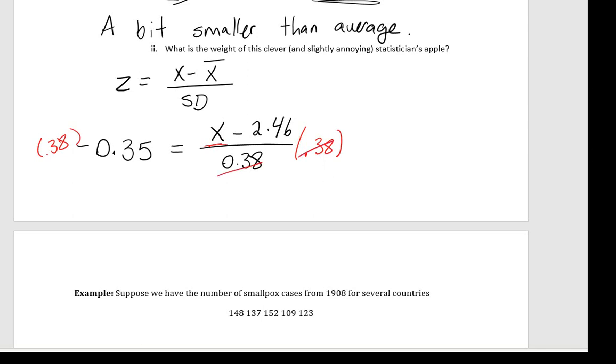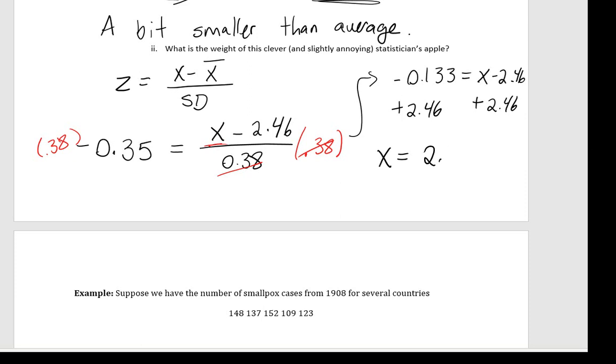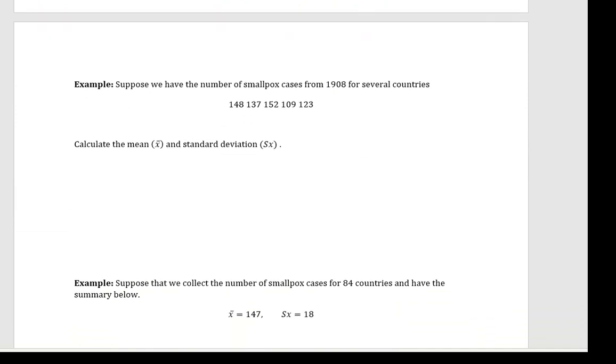Okay, that's going to cancel that denominator on the right-hand side. So what that's going to give us is negative 0.133, and that's going to be equal to x minus 2.46. Now to solve for x, we need to add that 2.46 to both sides. And what we're going to see is that our x value is going to equal 2.327 ounces. So we were right, it's just a little bit lower than the average apple.